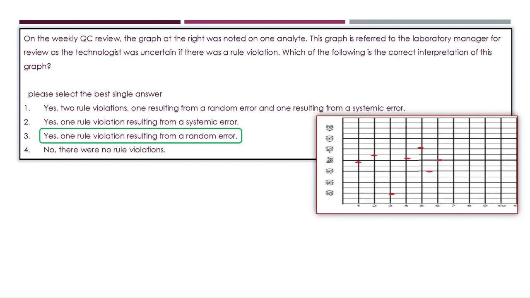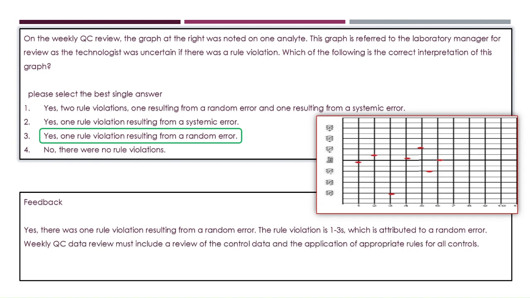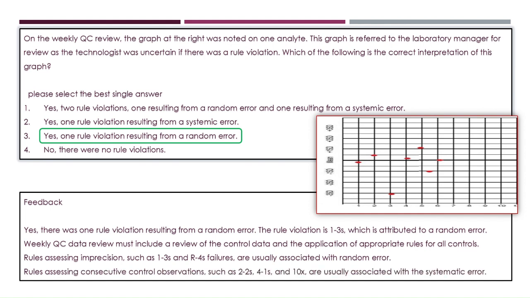Feedback. Yes, there was 1 rule violation resulting from a random error. The rule violation is 1-3S, which is attributed to a random error. Weekly QC data review must include a review of the control data and the application of appropriate rules for all controls. Rules assessing imprecision, such as 1-3S and/or R-4S failures, are usually associated with random error. Rules assessing consecutive control observations, such as 2-2S, 4-1S, and 10X, are usually associated with systematic error.